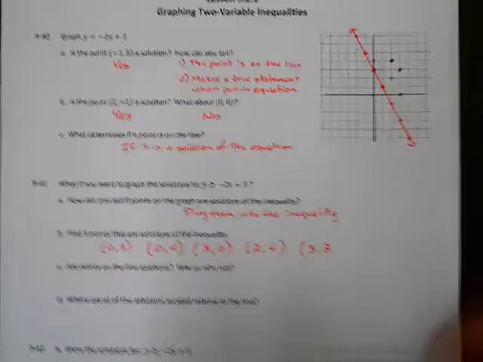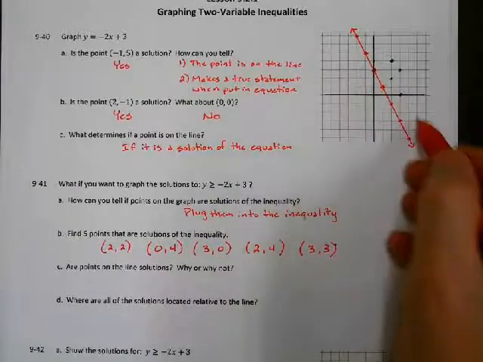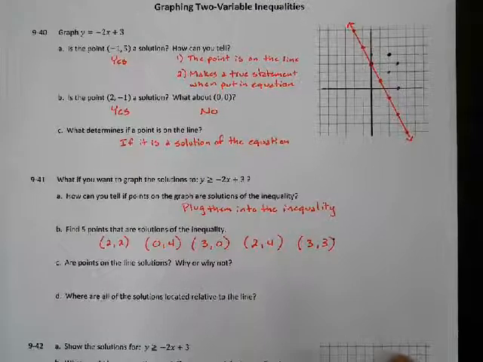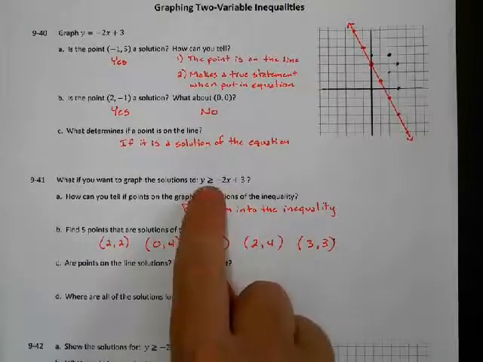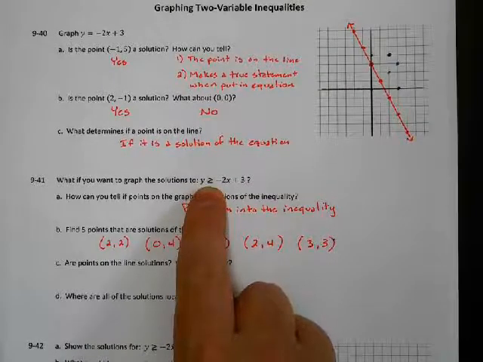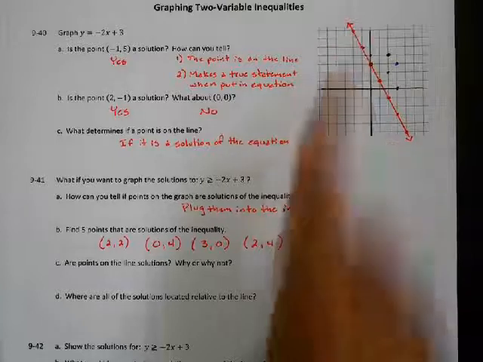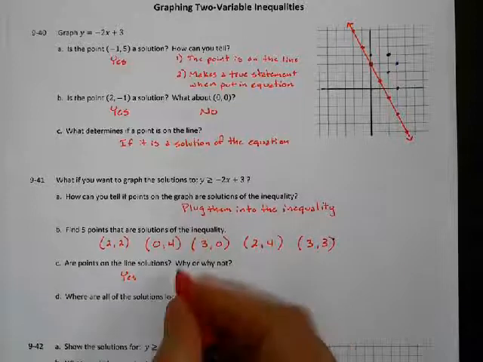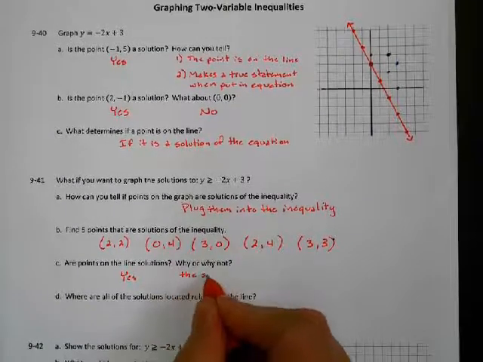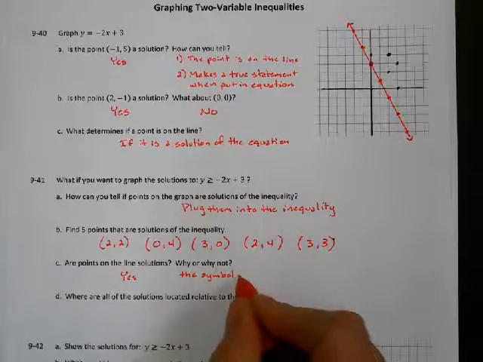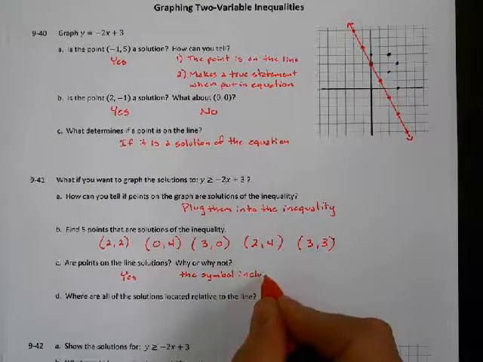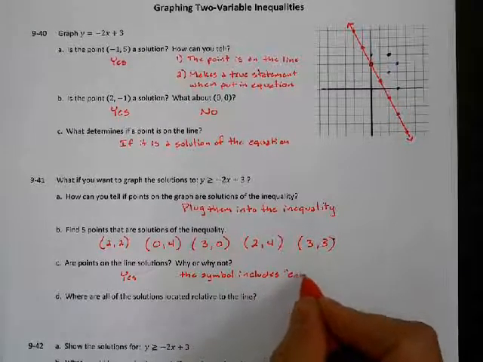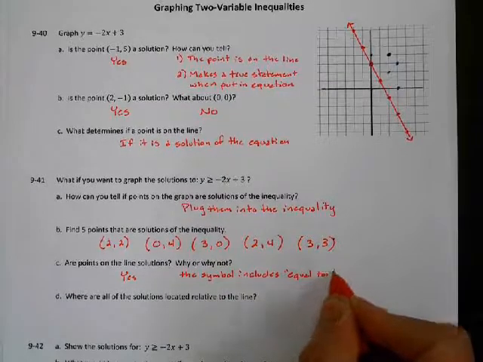What we're seeing here is all of the numbers above that line seem to be working. Are the points on the line solutions? Yes, because of the equal to sign right there. That equal to sign says that the points on the line will also work. So, yes. The symbol includes equal to. And equal to is that line.